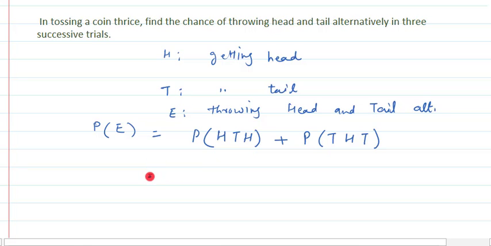And now you know very well what is the probability of this thing. It is 1 by 2 for head, 1 by 2 for tail, and 1 by 2 again for third head. So it means we are getting 1 upon 8 over here, as well as the probability of this case is also 1 by 8. That's why we are getting the result as 1 by 4 for getting head and tail alternatively.